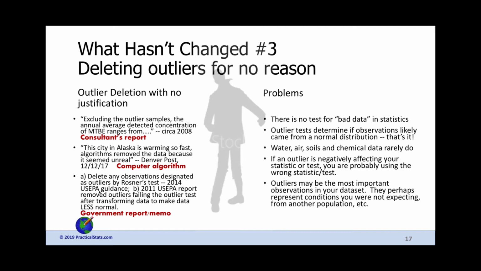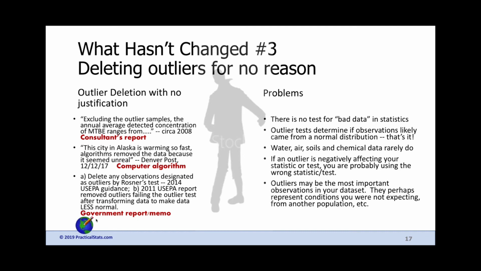Sometimes there's guidance that says to run a test. I will mention this: there are tests for outliers. The common ones are Grubbs' test and Rosner's test, and there is guidance that says if it fails those tests, then just delete them. That's really bad advice. You should be aware that there is no test for bad data in statistics. Outlier tests are not for that purpose. They are for the purpose of seeing if observations came from a normal distribution. They're basically setting up a model and then looking to see if the data fit that model. And a normal distribution model is a very unrealistic model for chemical concentrations in any natural media. So you should expect to see outliers.